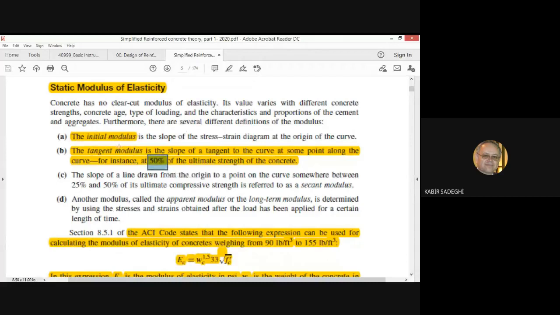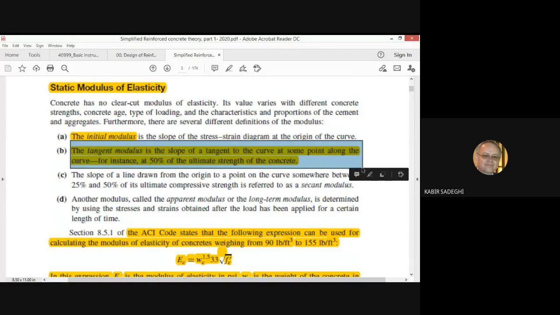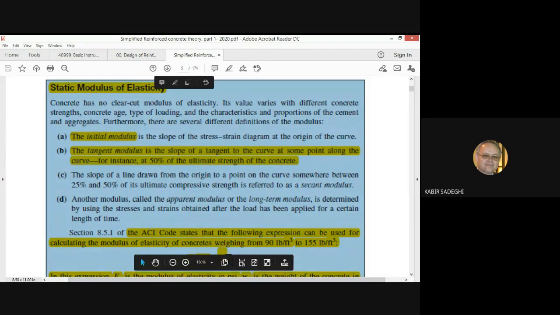Therefore, we have the initial modulus, but we don't use that. We use the tangent modulus or secant modulus. For secant it is 45%, while for tangent it is written as about 50%.